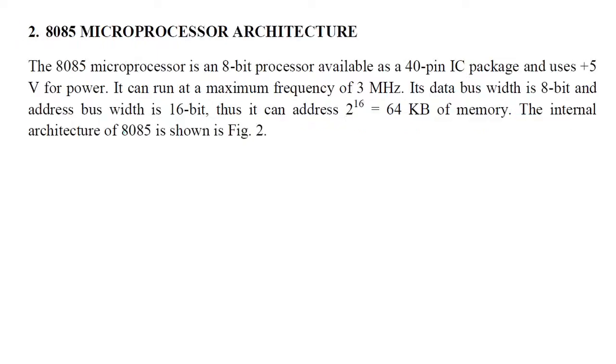Let us talk about the 8085 microprocessor. First we will see the specification. When we say 8085, this 80 means that this microprocessor came in the 1980s. This 8 means that it is an 8-bit microprocessor, and this 5 represents that it requires a 5 volt supply to operate.